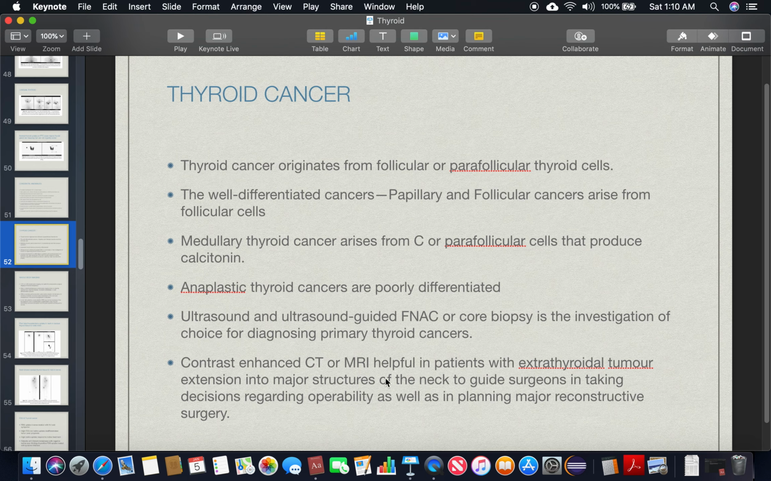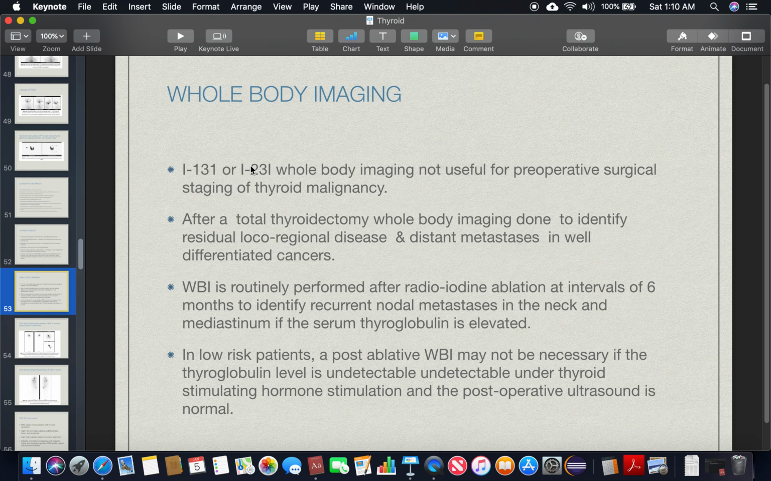MR or CT would help in terms of the extrathyroidal involvement. Whole body iodine 123 or 131 is not useful for preoperative surgical staging of thyroid malignancy, but after thyroidectomy, whole body is done to evaluate for any locoregional disease and distant metastases. And whole body is routinely performed after a radioactive ablation at the interval of 6 months or a year to see any recurrent nodal mets in the neck, mediastinum, especially if the thyroglobulin is elevated.